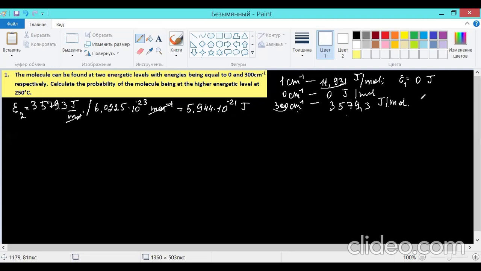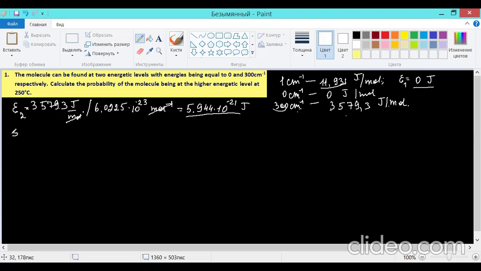Okay, so we got these two values of the same energetic levels, and this time the measurement units are joules, but not inverse centimeters. This is what we need to do. Now, our second intermediate calculation step is to calculate so-called Boltzmann factors, just to make our calculations a bit easier to deal with.